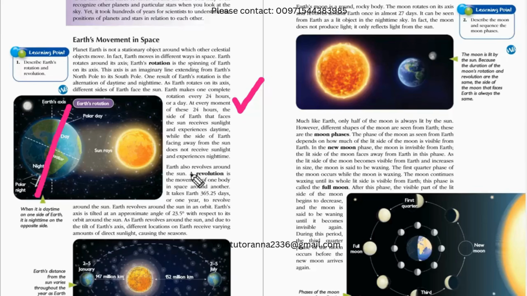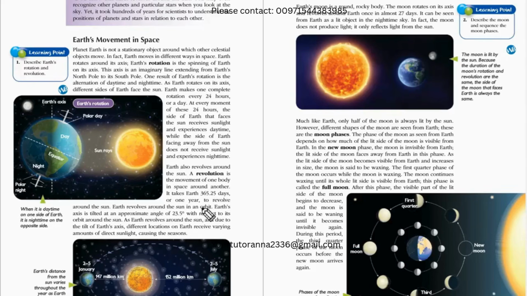Earth also revolves around the Sun. Now, revolution is just the movement of one body in space around another one. That's called revolution. It's not just about the Sun; there are a lot of bodies in space where one body revolves around another one. So when the Earth revolves around the Sun, it takes 365.25 days, or 1 year, to revolve.